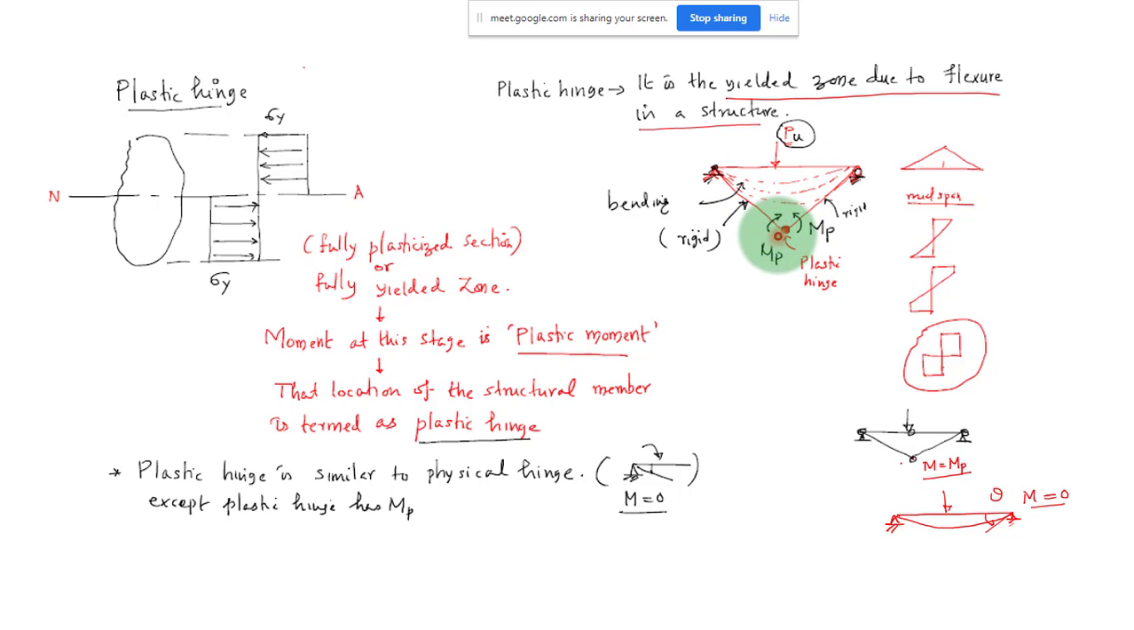But the moment it reaches this stage, finally a hinge will be forming, and after that it will be just deformed like a rigid bar only, like this. You can see it will be a straight line. It will not have any bending there.